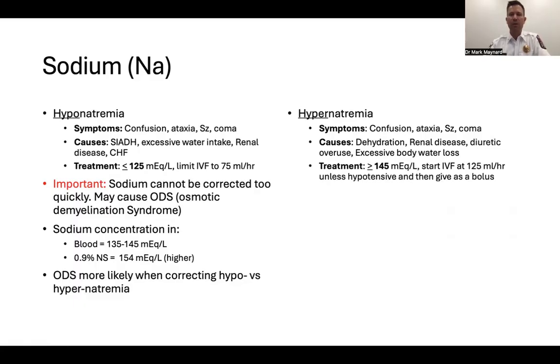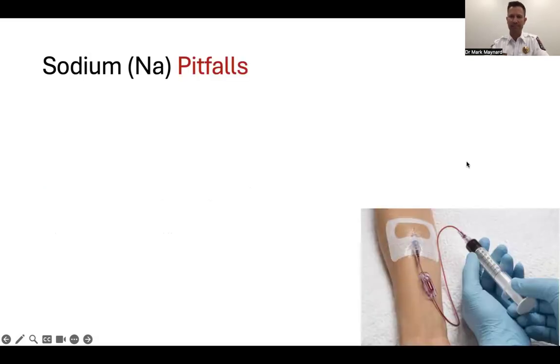All right, so when the sodium gets over 145, that's a pretty high sodium. We can go ahead and give fluids. We can give it a little bit faster. If you see here, previously, we're only going to give for hyponatremia 75 mLs per hour, but now we can give 125 if the sodium is high because there's less of a risk of ODS.